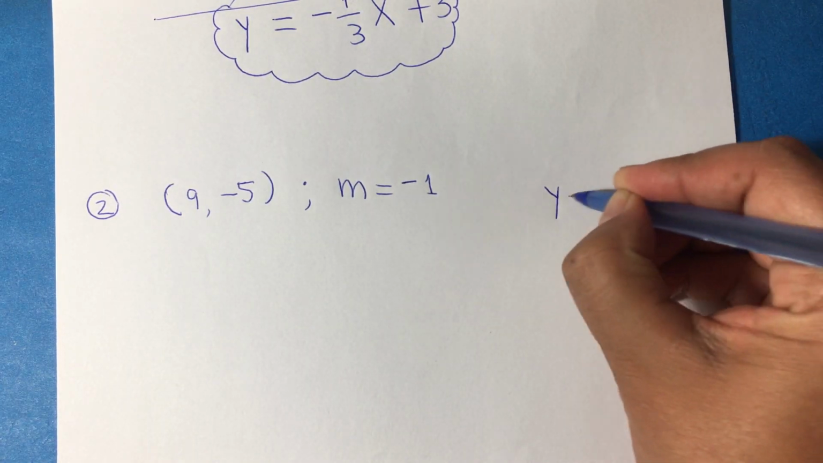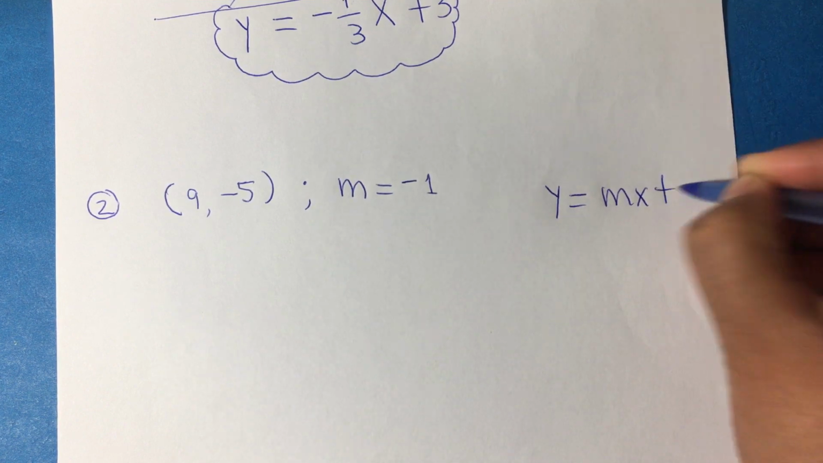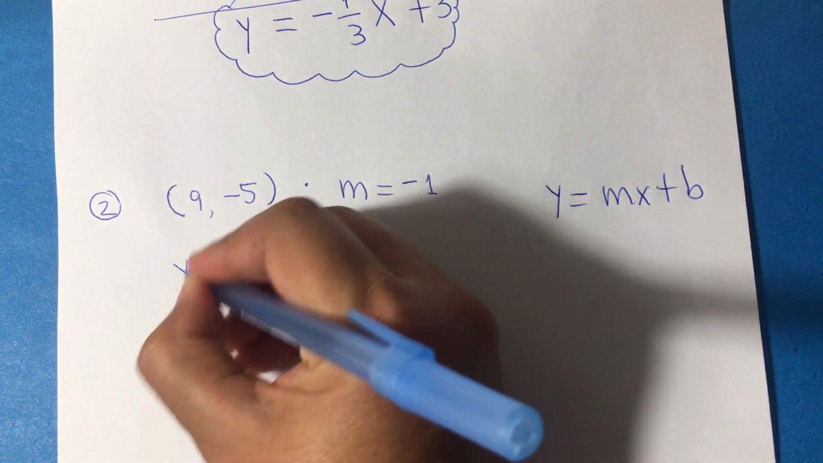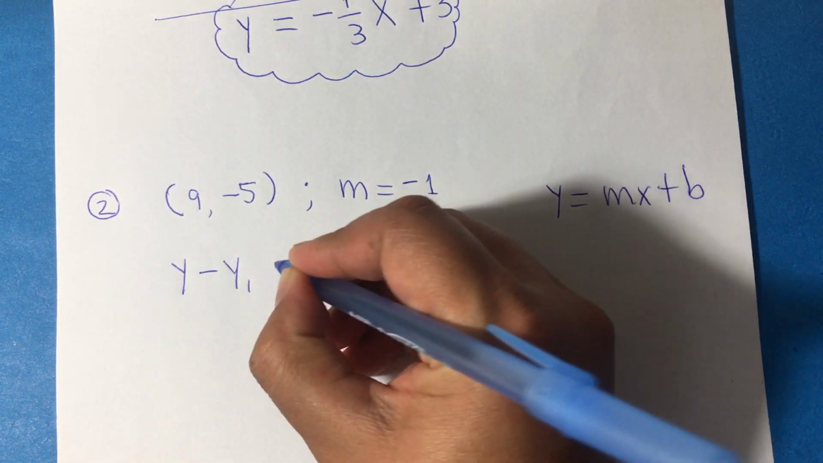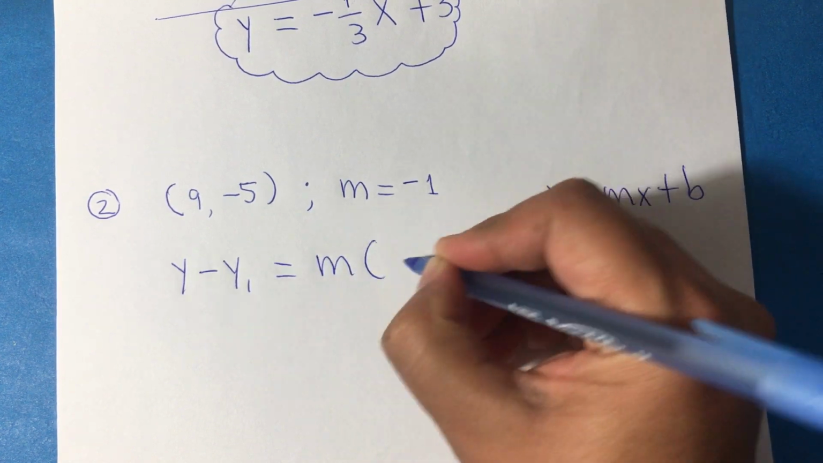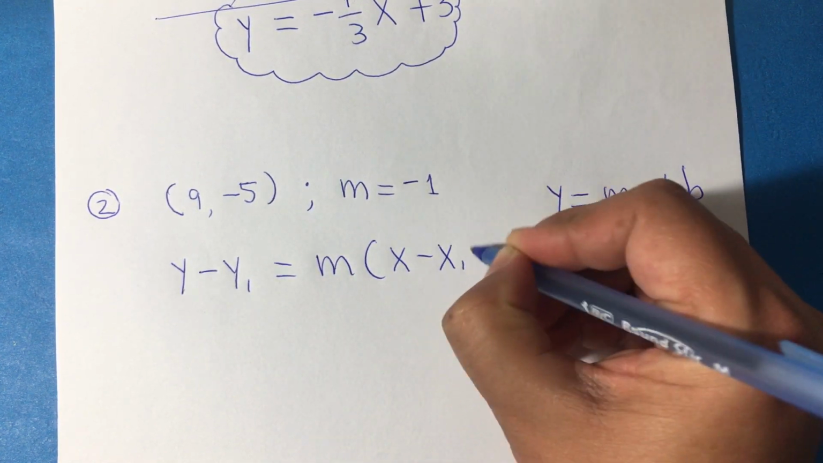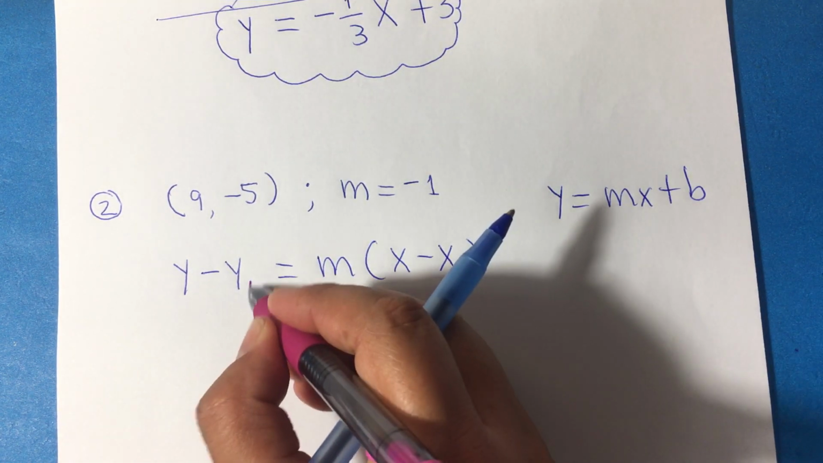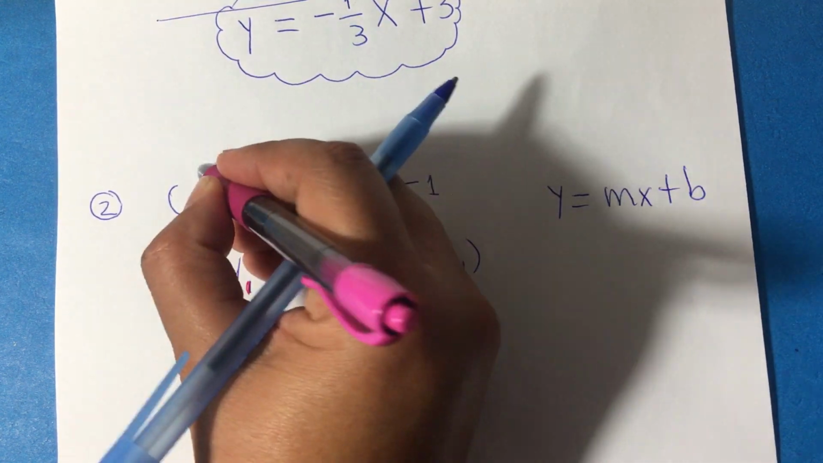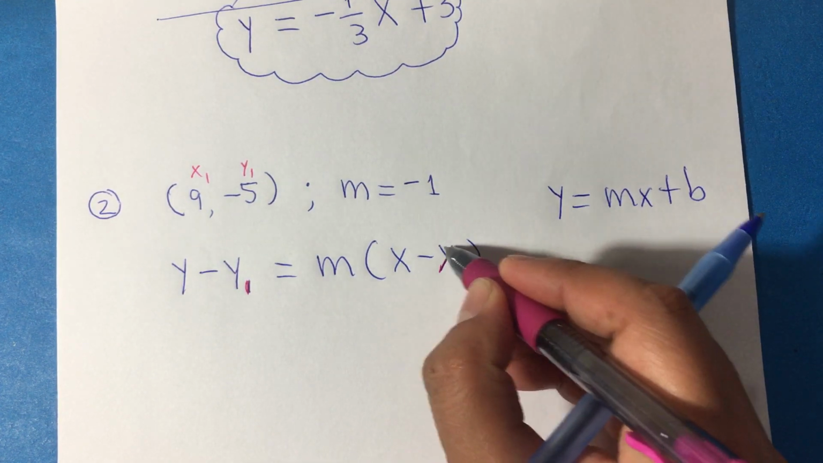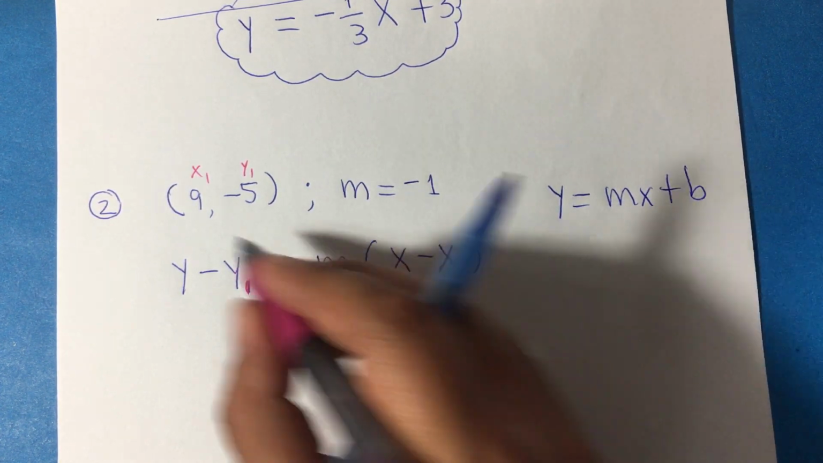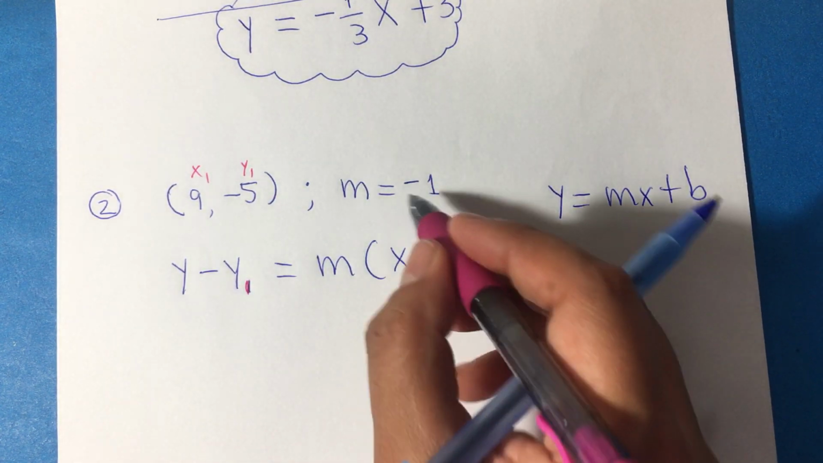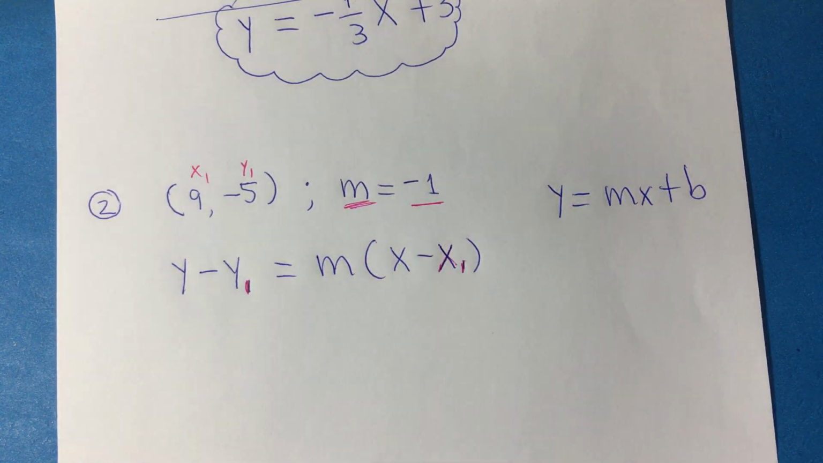Again, we have to write it in y equals mx plus b. But to get to that point, we need y minus y1 equals m times x minus x1. We're going to replace these two by those values and m by this value.